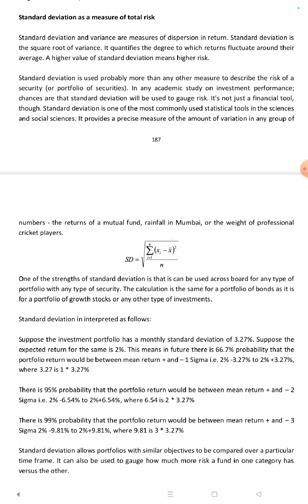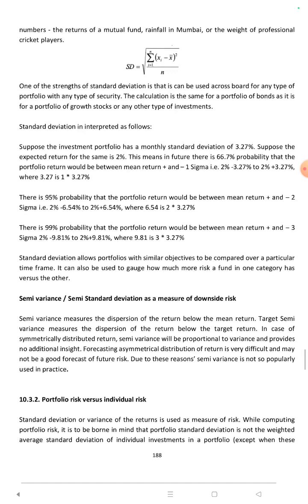It provides a precise measure of the amount of variance in any group of numbers. The returns of a mutual fund, rainfall in Mumbai, or weight of professional cricket players. One of the strengths of a standard deviation is that it can be used across the board for any type of portfolio with any type of securities. The calculation is the same for a portfolio of a bond as it is for a portfolio of growth stock or any other type of investment.